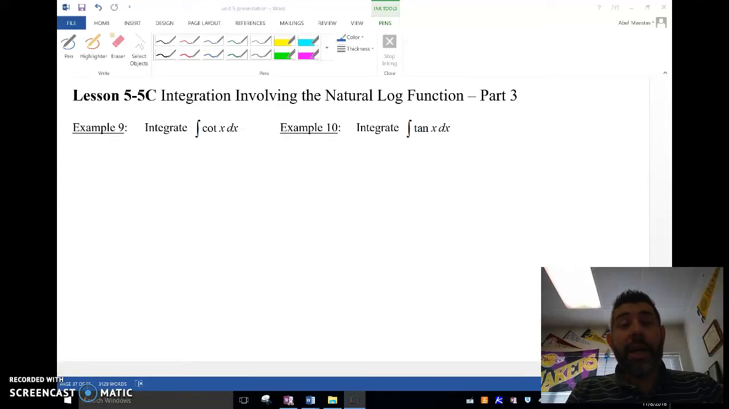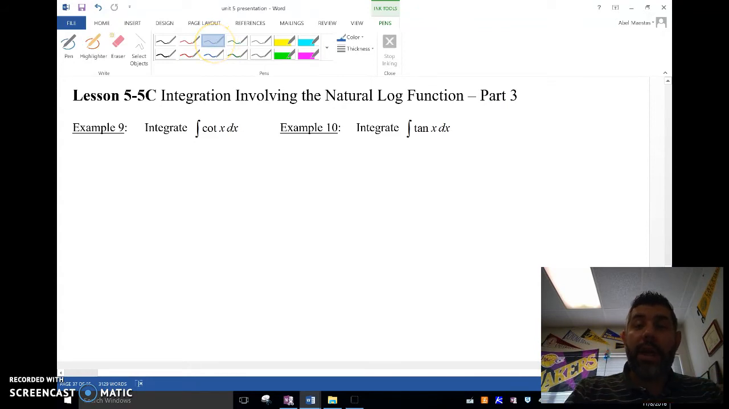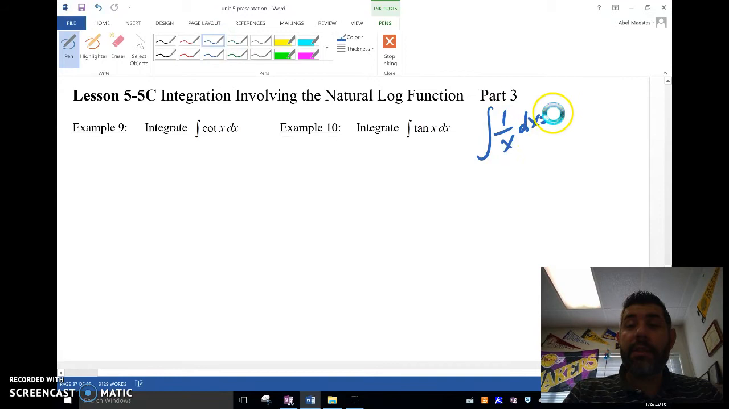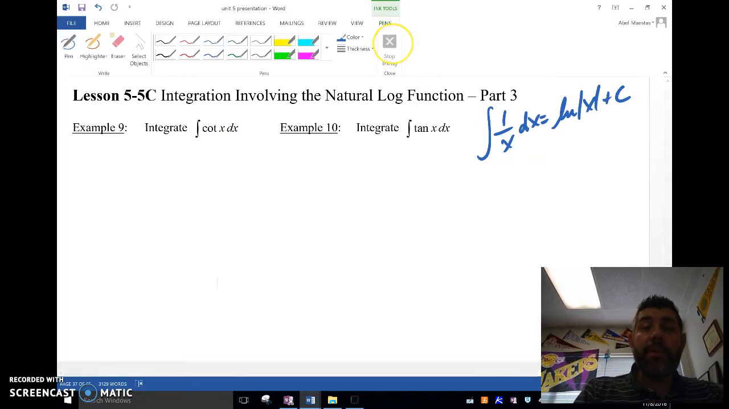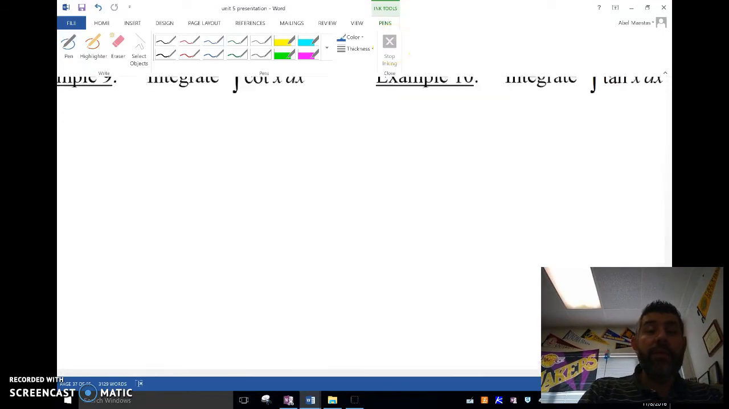All right, Mr. Midas is here, and this is the last one in 5-5 for BC Calculus. This integration involving natural log functions, part 3. So we'll take a look at some other ones that we could use the natural log for, and just to remind you all that the integral of 1 over x dx is equal to the natural log of the absolute value of x plus c. All right, so let's take a look at a couple of problems here that we would use those for.